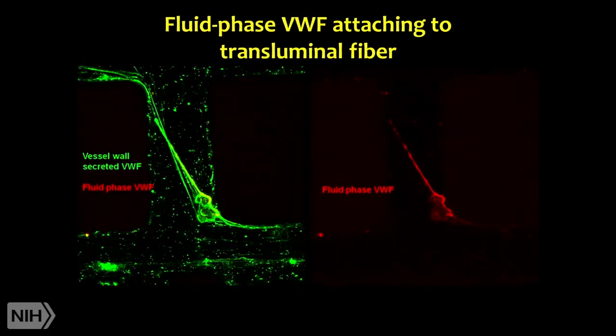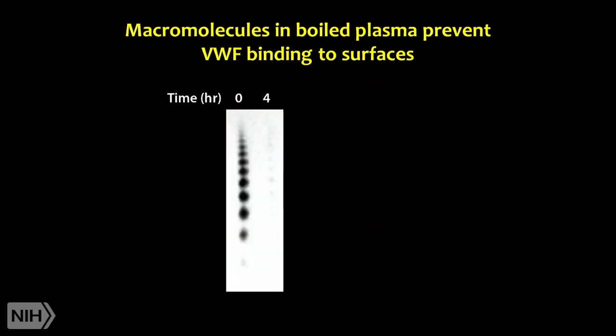So von Willebrand factor can self-associate not only by the contribution of the VWF from the endothelial cells. Von Willebrand factor is also a blood protein. It circulates in blood. In this case, what we've done is we've perfused fluid phase von Willebrand factor over a transluminal strand of VWF, and you can see that the fluid phase VWF will bind on the upstream surface of this strand, further contributing to the thickening of that band. If you don't stop this, then you get trouble.